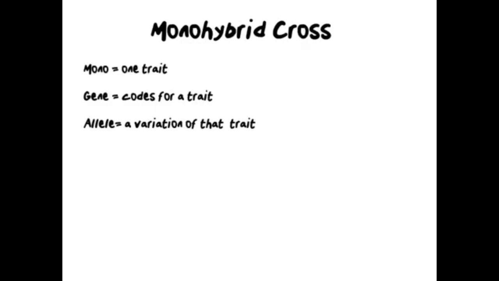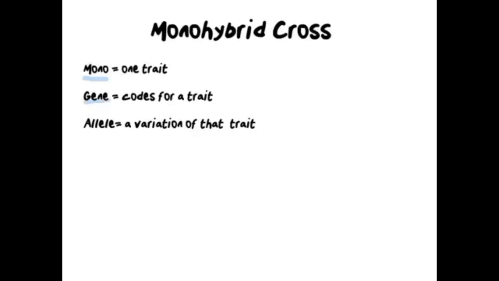So, a monohybrid cross, mono meaning one, is that you're going to cross one trait at a time. In other words, you're going to cross color or height, and you're going to keep it as individual genes. So when we speak about mono, we mean one cross. And we have genes and we have alleles.